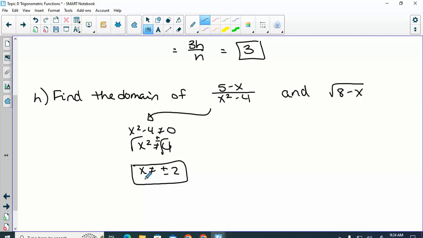If we have radicals, what do we have to remember? If it's an even radical, the thing underneath has to be greater than or equal to 0. Because if you have a negative under a square root, you would get an imaginary. If I'm solving this, if I subtracted my 8, I would get negative x greater than or equal to negative 8. What happens when you divide by a negative? x is less than or equal to 8. So the interval on that would be negative infinity to 8.